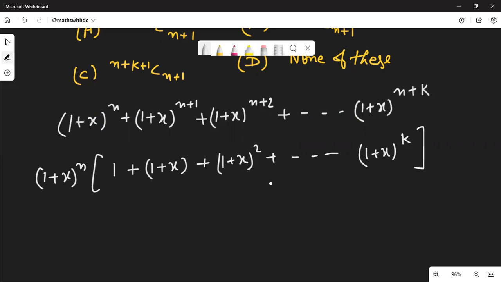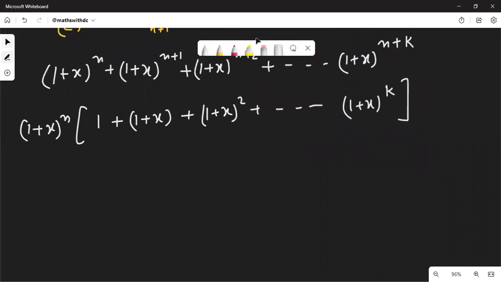Now look, inside the bracket, we have a geometric progression, and the sum of n terms of a geometric progression is given by a times r to power n minus 1 over r minus 1. Okay, because here r is greater than 1, right?